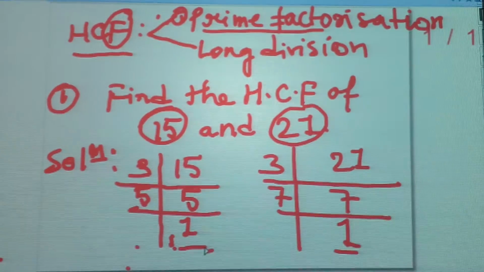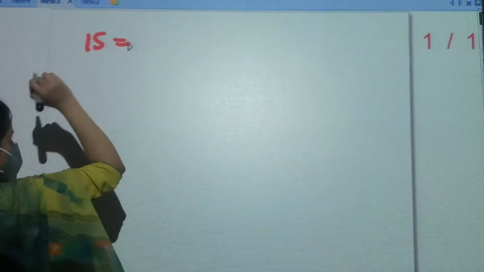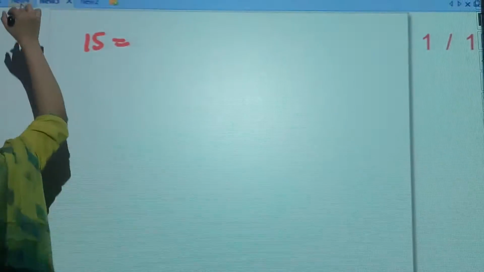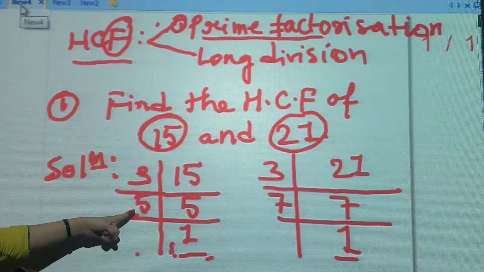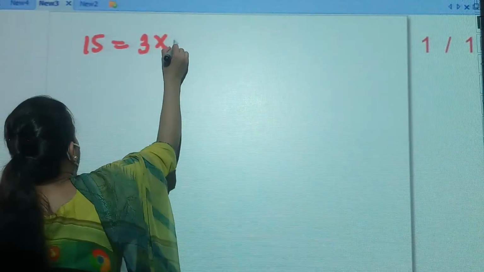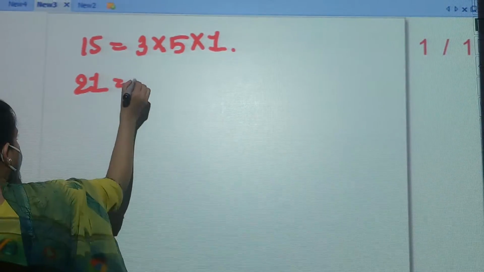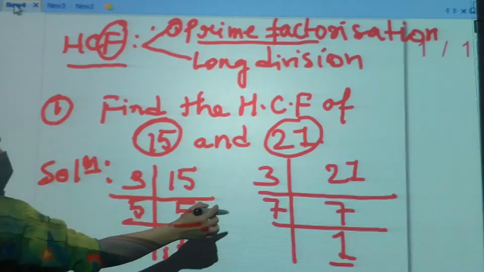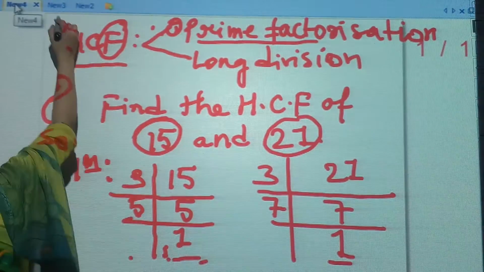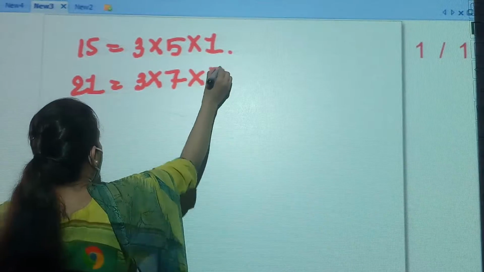Okay. Now what will we do with this? We will take all those factors of 15. Write down the factors of 15. What have we got? Factors of 15: 3 into 5 into 1. And 21: what have we got? 3 into 7 into 1. We'll write here 3 into 7 into 1.